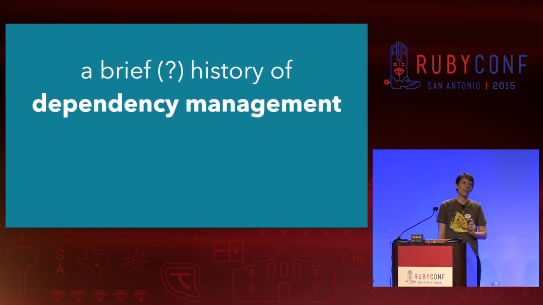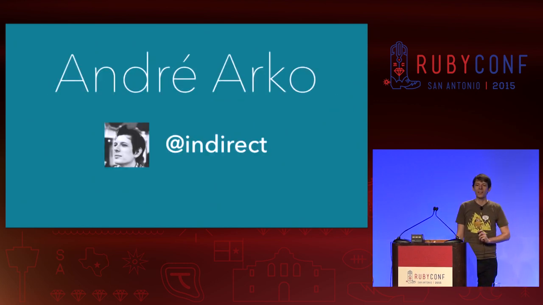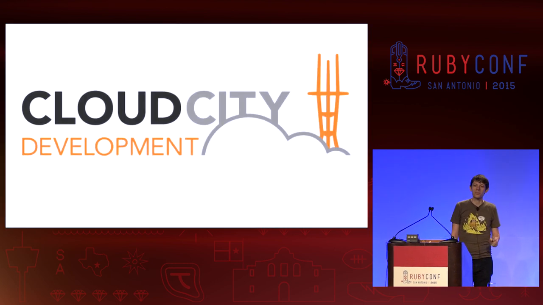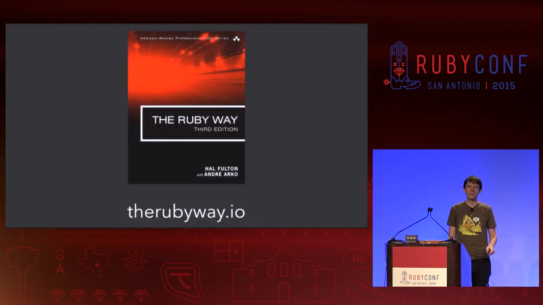But before I tell you about how dependencies have worked forever, let me quickly tell you who I am. My name is Andre Arko. On the internet, I'm pretty much always indirect. That's my current avatar on all the internet things. You may have seen my picture on a website or something. I work for Cloud City Development, mostly joining teams who could use someone who has seen how that decision can go wrong and can warn you to avoid it. Also pairing with junior and mid-level people and talking about how Ruby works. If your team could use one of those people, maybe talk to me later.